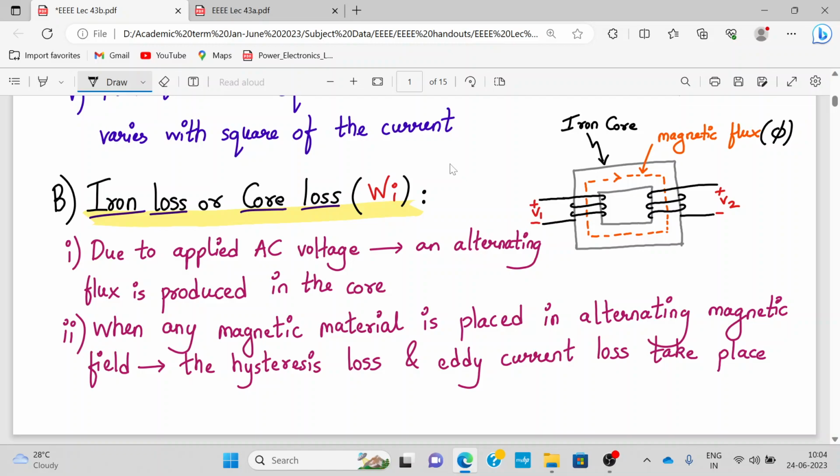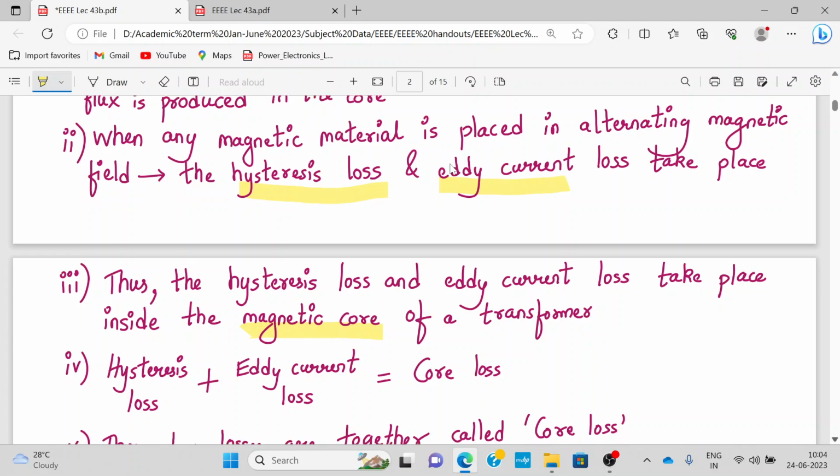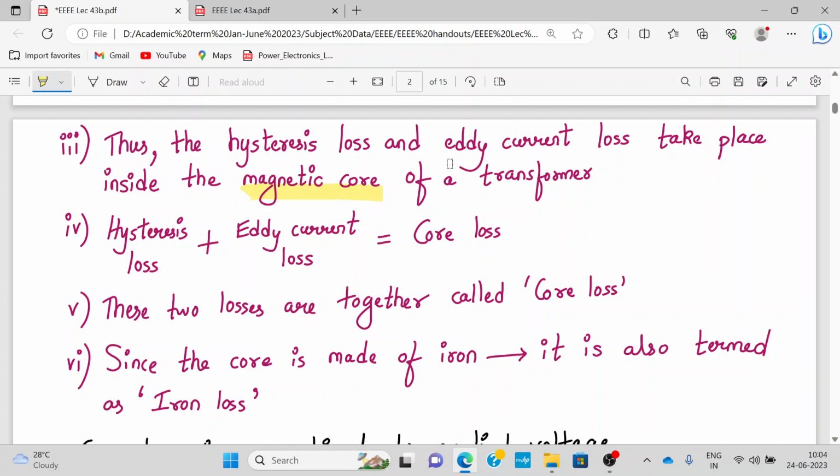Okay, now these are two new terms. We have first hysteresis loss. Let me add like this: hysteresis loss and eddy current loss. So these are two new terms. Let us investigate them one by one. The hysteresis loss and the eddy current loss take place inside the magnetic core of a transformer. Okay, so kindly note it. So this hysteresis loss plus the eddy current loss is your core loss or your iron loss. Now these two losses together are called core loss. Okay. Now since the core is made up of iron, it is also termed iron loss.